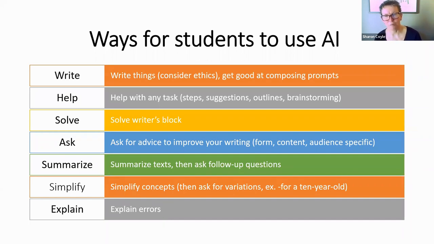You can put in your text and ask for feedback on it, for form or content, or make it audience specific. Is this a good level for kids or for seniors? You can get it to summarize the text and then ask follow-up questions. Teachers can use it to generate quizzes, true/false questions about Romeo and Juliet. Give me 20.